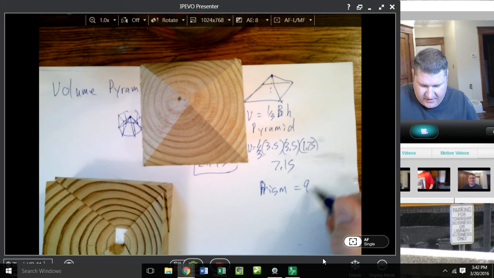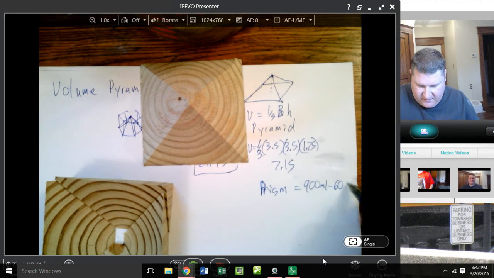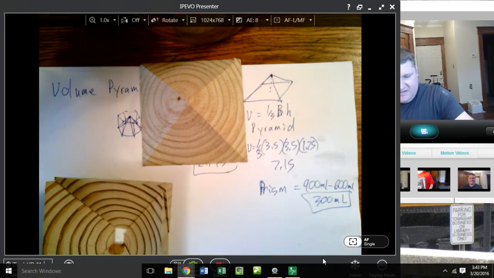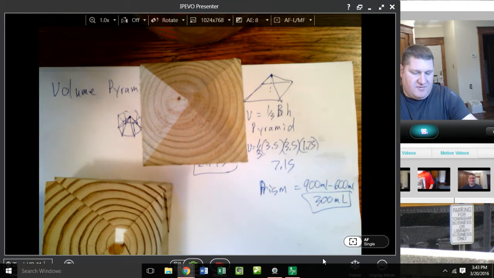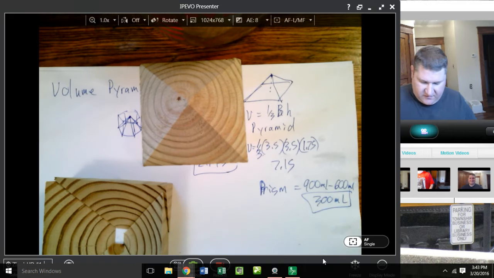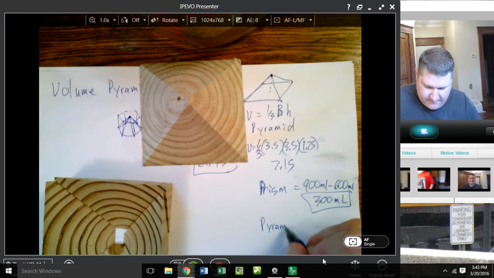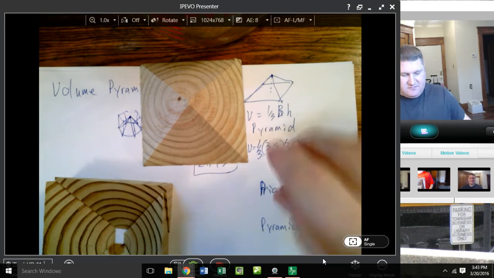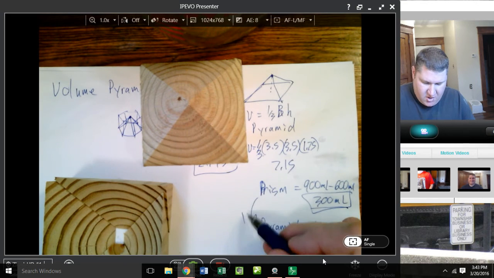That was 900 milliliters minus 600 milliliters, which is going to be 300 milliliters. Milliliters is a volume, just like if I went and bought a big thing of Coke or Pepsi, it's going to be a 2-liter bottle. Well, a milliliter is simply 1/1000th of that. Now, if we're estimating our pyramid, instead of being 300 milliliters, it should be approximately 100 milliliters, because it should be exactly 1/3 as big.